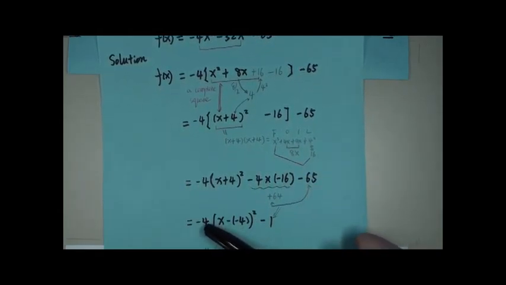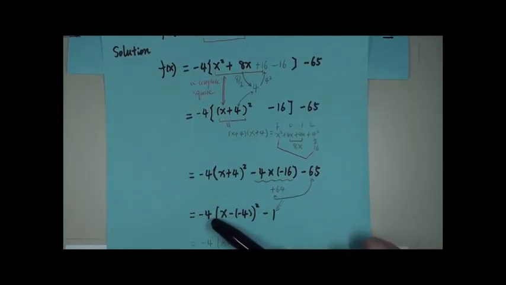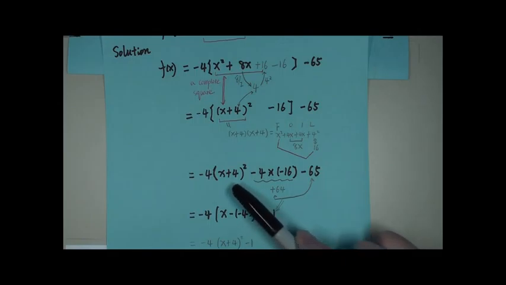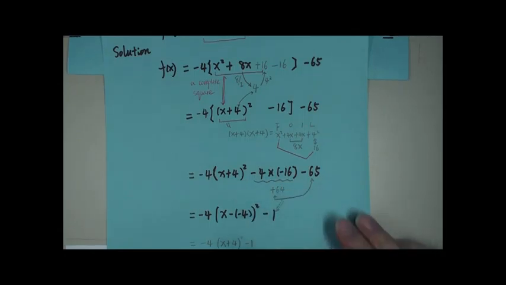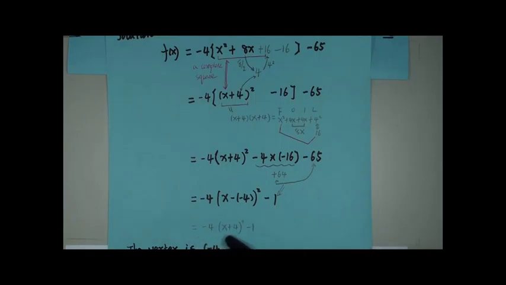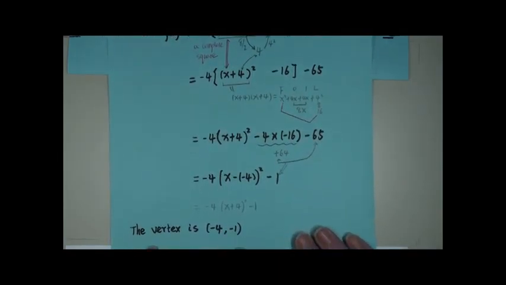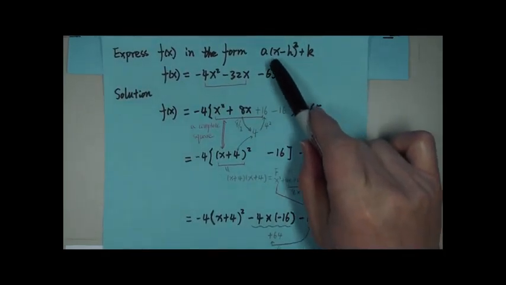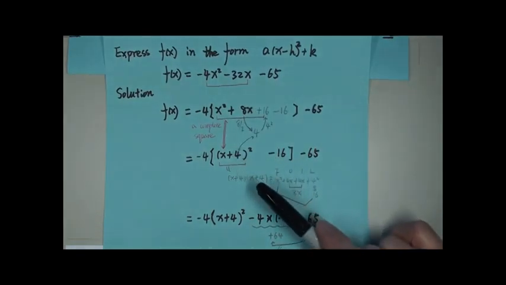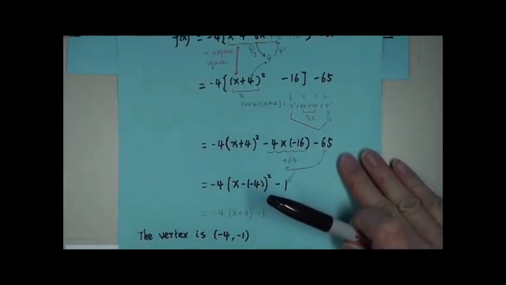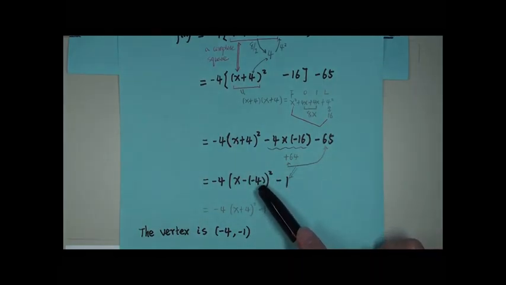At the front, you may just leave negative 4 times the quantity x plus 4. But plus 4 is minus negative 4, which makes it positive. Basically, this is the final answer: negative 4 times x plus 4 squared minus 1. The reason I'm doing so is that x minus negative 4 squared, we know, we want this form, right? x minus h squared plus k. And here, we know h is actually negative 4.